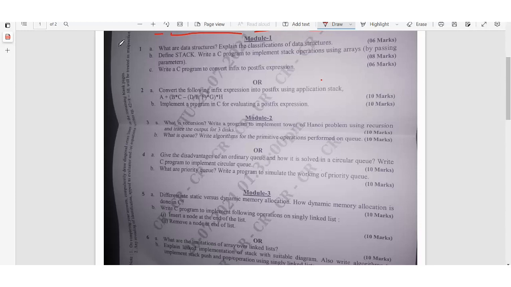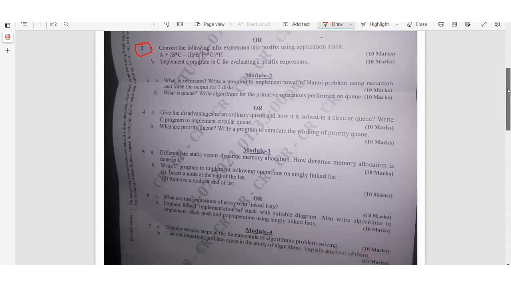In module 1, whichever question you know thoroughly, for example, if you know question number 1 and its parts, you can attend that, or else if you know the second question and its parts completely, you can attend that. In each and every module there will be 2 questions, whichever you can attend. But make sure you attend all the 5 modules, for 5 modules' questions.